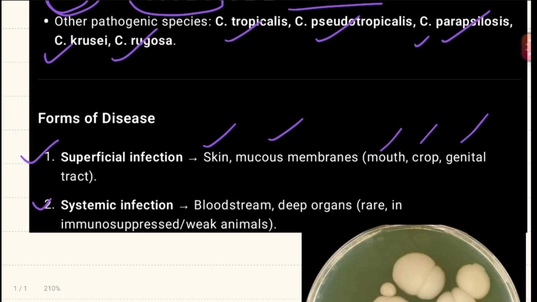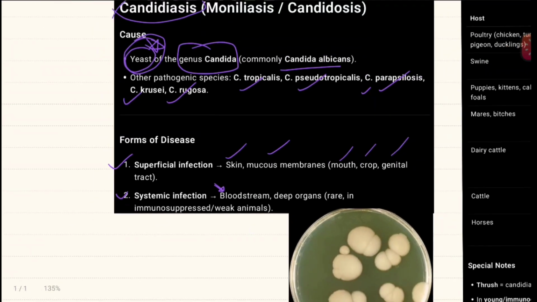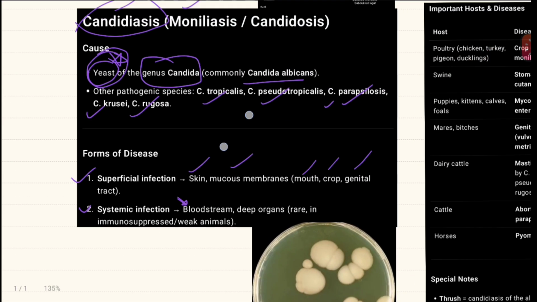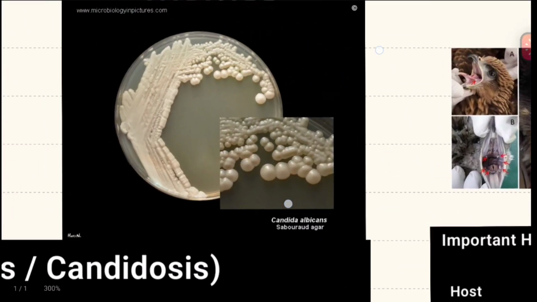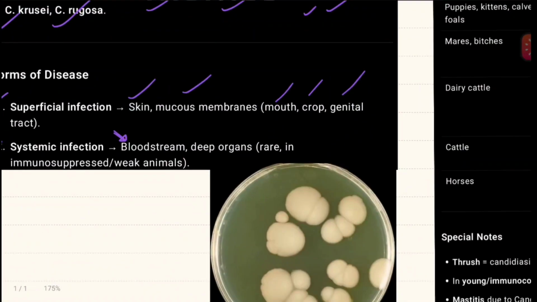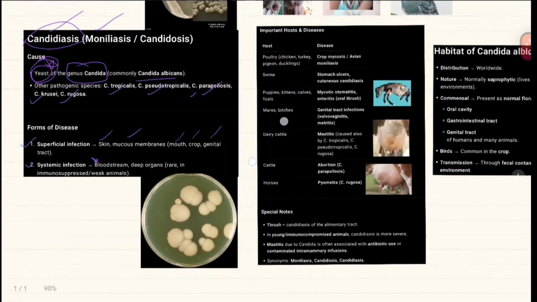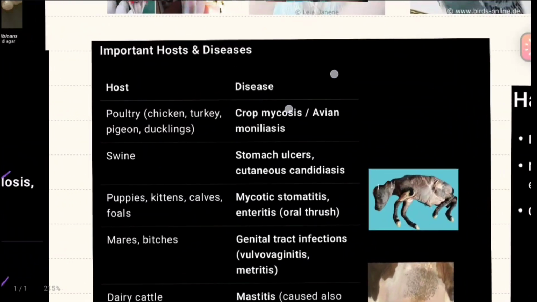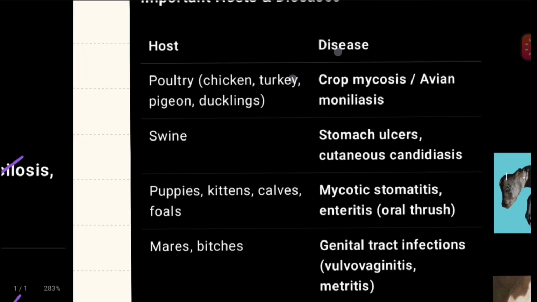In the systemic form, the causative agents start multiplying in the bloodstream, and through the bloodstream they get a chance to invade deeper into the organs and tissues of the body. So this is about the forms of the disease, superficial and systemic infection. This is how Candida albicans looks on Sabouraud dextrose agar, and this is also the colony of Candida albicans. Now let us look at the different hosts affected by the disease.